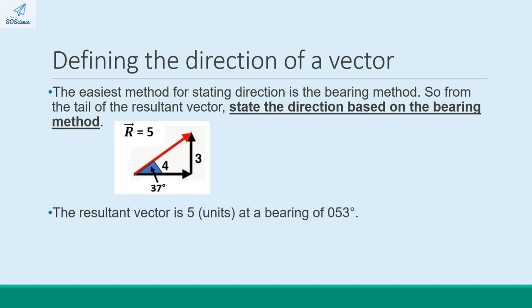So the resultant vector is going to be 5 units, again, based on the ruler measurement and the scale, with a bearing of 053 degrees, because going from north to this point would be 53 degrees. 90 minus 37 gives us 53 degrees. Remember that using the bearing method, you always have to use 3 digits, so you can't just say a bearing of 53 degrees. You've got to put the 0 in front of the 53.